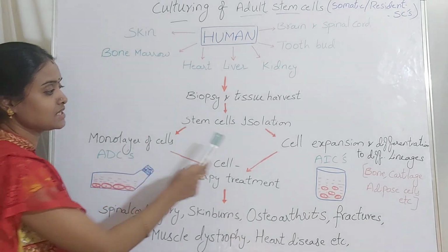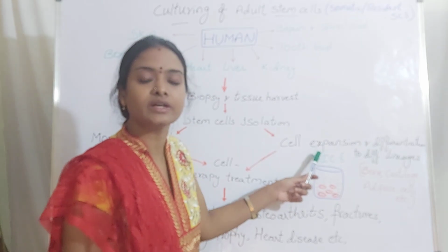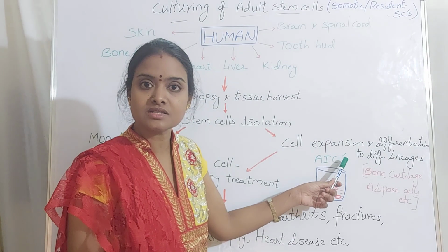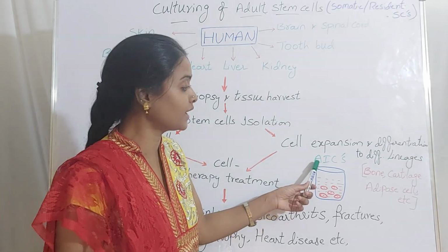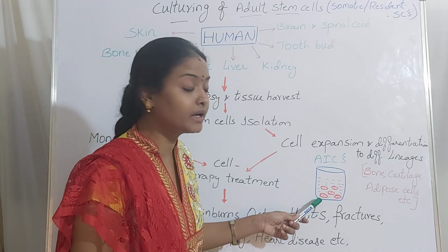Otherwise, if the cells are grown as AICs, that is anchorage independent cells, that means they lack anchorage proteins, because of which they don't go and bind to the substrate.